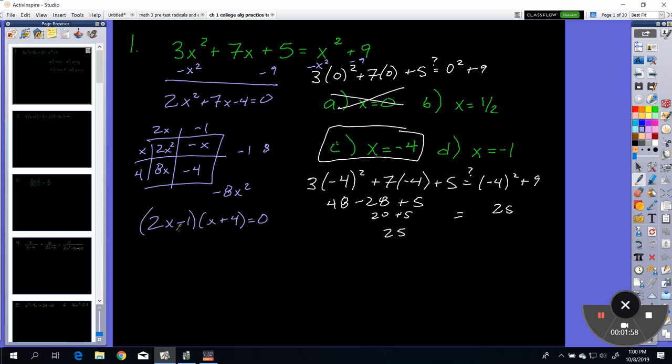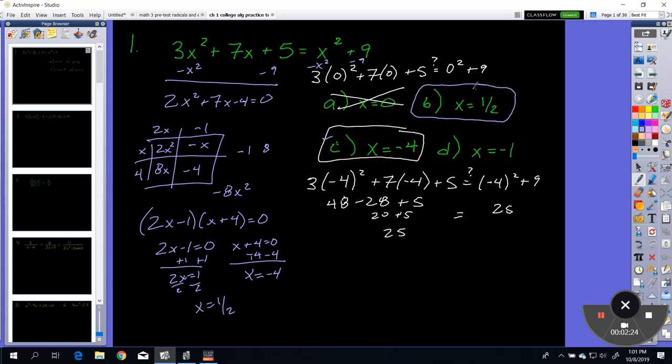Once you get it factored, you put each of those factors equal to 0. So 2x minus 1 equals 0. x plus 4 equals 0. Minus the 4, minus the 4. x equals -4. Add the 1 over. 2x equals 1. Divide it by 2. x equals 1/2. So the solutions, which we already knew, are x equals -4 and x equals 1/2. Those are the ones that work. You circle them, and that's going to be the first problem on your test.